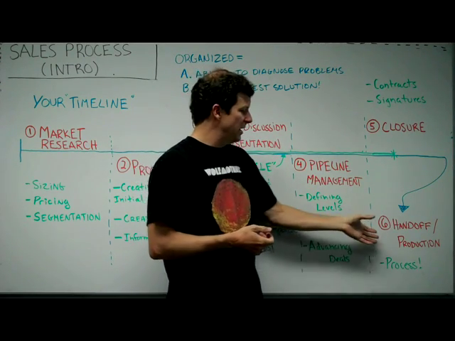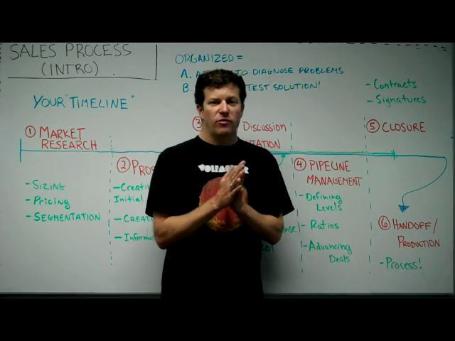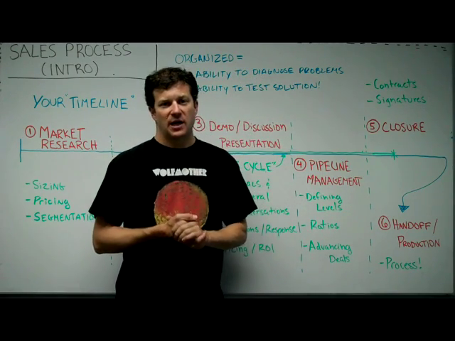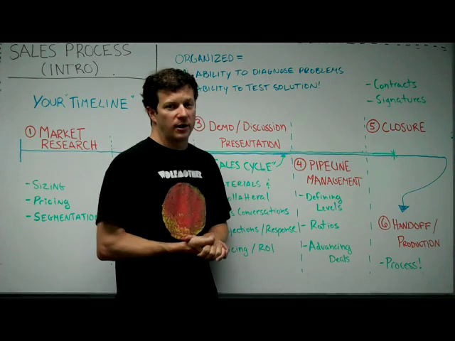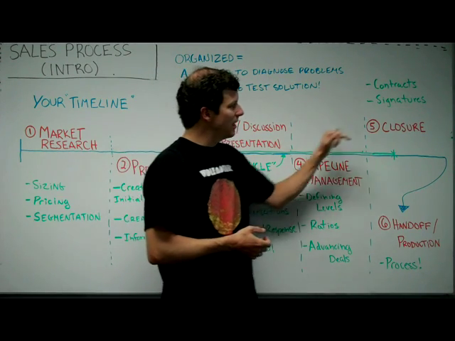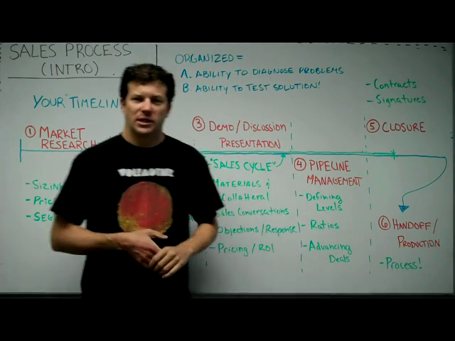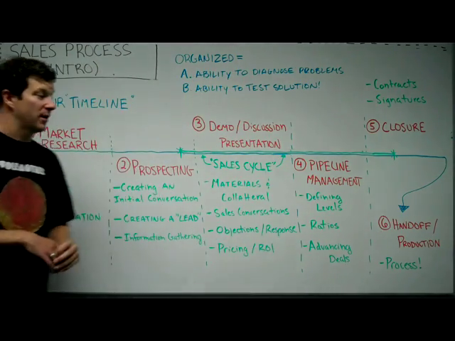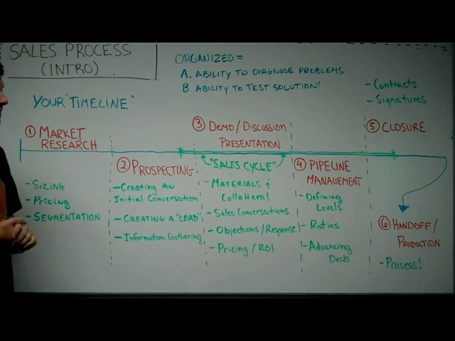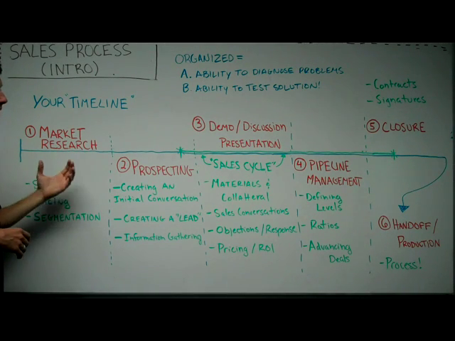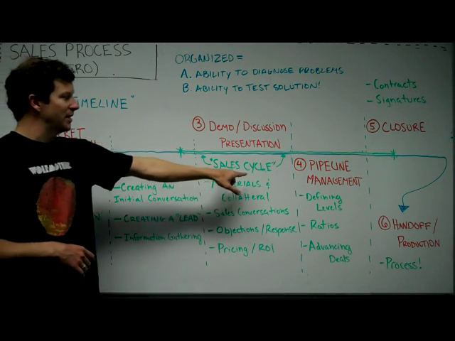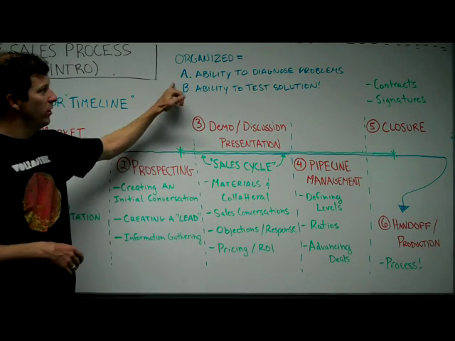And then the final thing is handoff in production. Great, you've closed the deal, the client signed on the dotted line. Now you actually have to deliver the product or the service. So how do you set up your sales process to feed the rest of your company the information it needs to deliver the product? So this is really a look at a basic sales process, and within that process is a basic sales cycle. Really important.